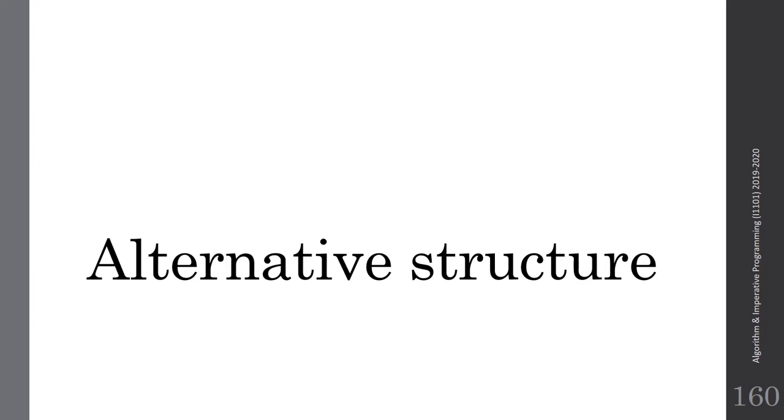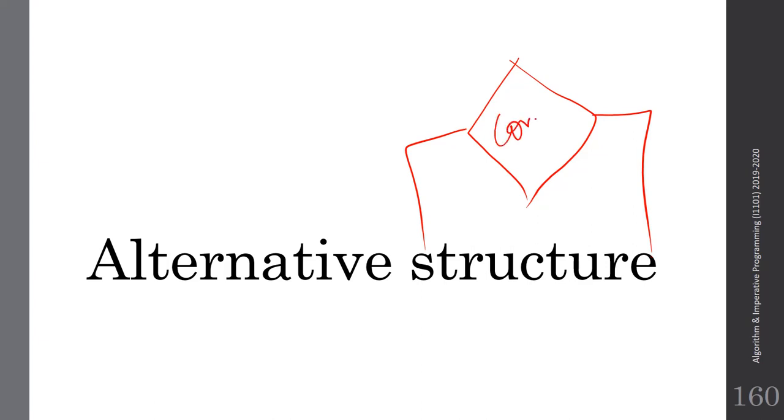Hello everyone. So in this recording today, I will explain chapter 6 in the book, which is alternative structure. If you remember, in the first semester we have explored the rhombus. In the rhombus, we put a condition. A condition can return true or false, yes or no, 0 or 1.